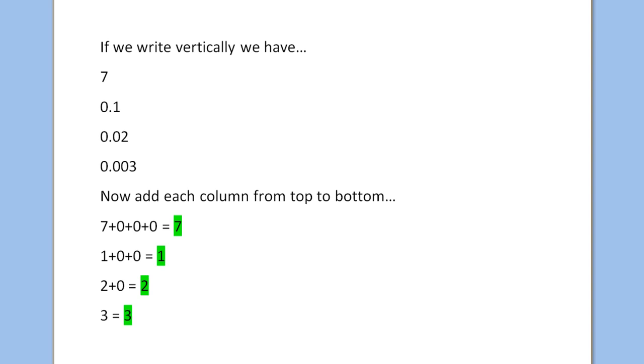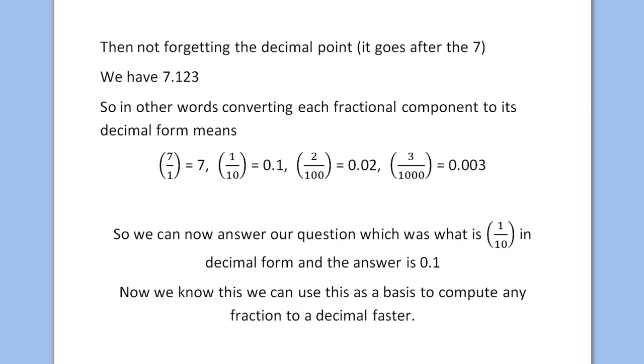And the numbers highlighted in green are 7, 1, 2, 3. Then, not forgetting the decimal point, it goes after the 7. So we have 7.123. So in other words, converting each fractional component to its decimal form gives us 7 over 1 is 7, 1 over 10 is 0.1, 2 over 100 is 0.02, 3 over 1,000 is 0.003. So we can now answer our question, which was what is 1/10 in decimal form? And the answer is 0.1. And now we know this, we can use this as a basis to compute any fraction to a decimal.